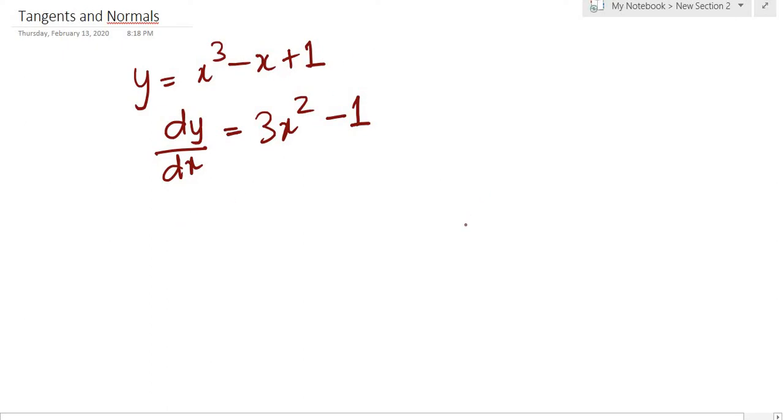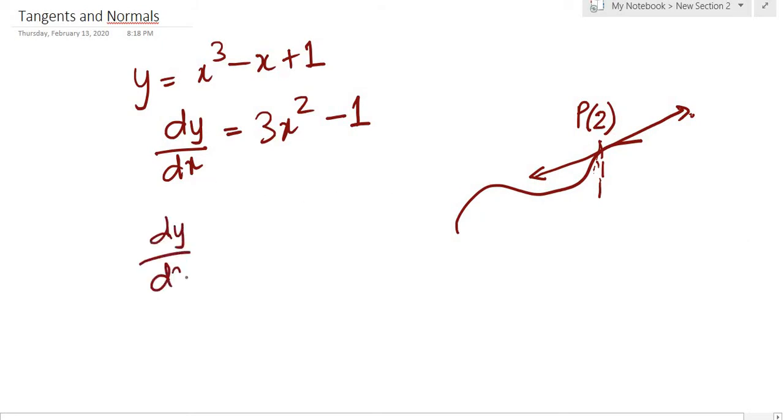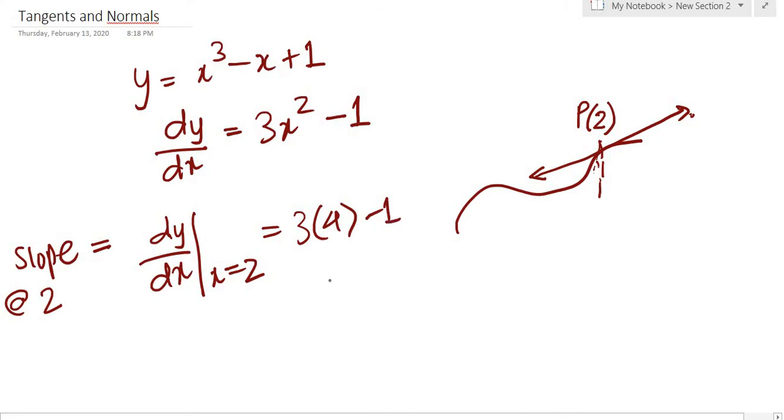And now, say this is my function, and this is the point P. I'll just define the x in this case, because the derivative is only in x. So we can draw a tangent line over here. Now the slope of this line is given by dy over dx at that point, say x is equal to 2. That's the slope of tangent at 2. And now you can just plug this 2 in this equation above. You get 3 times 4 minus 1, which is 11. So this tangent line would have a slope of 11 at x is equal to 2.